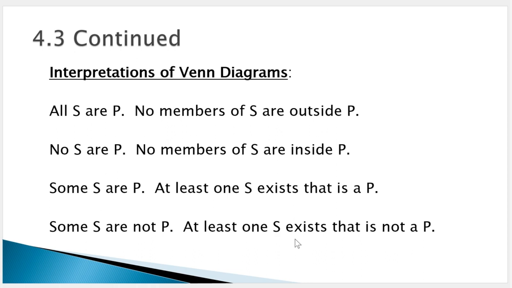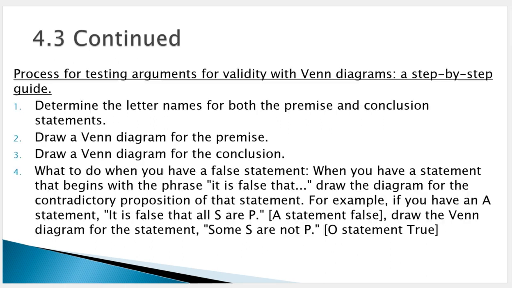So there's at least one S that exists that is not part of the P. So that's why there was an X in the S part, but not in the overlap part. So you will definitely have to practice a little bit of these.